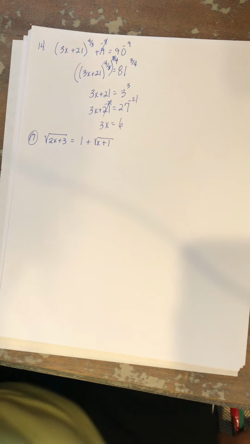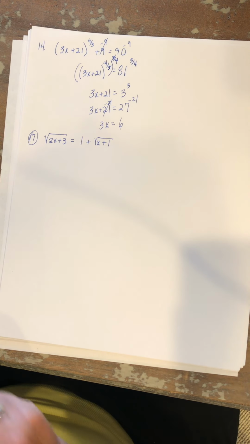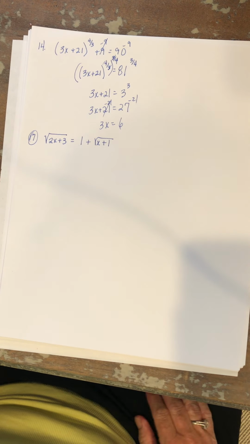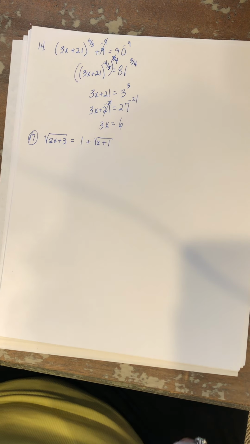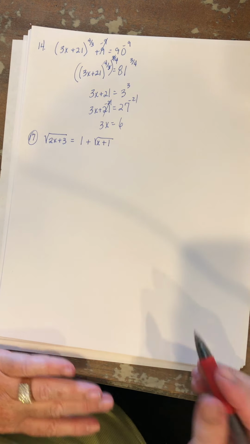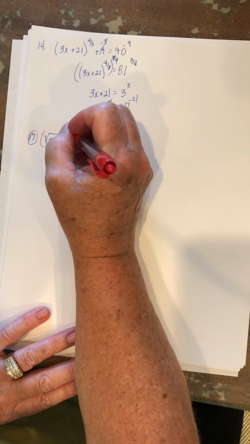Okay, so this one has 2 radicals, all right? So really, you just have to isolate one radical. It doesn't matter which one you do. This one's already done, so I'm going to leave it that way. Okay, so I'm going to square both sides.